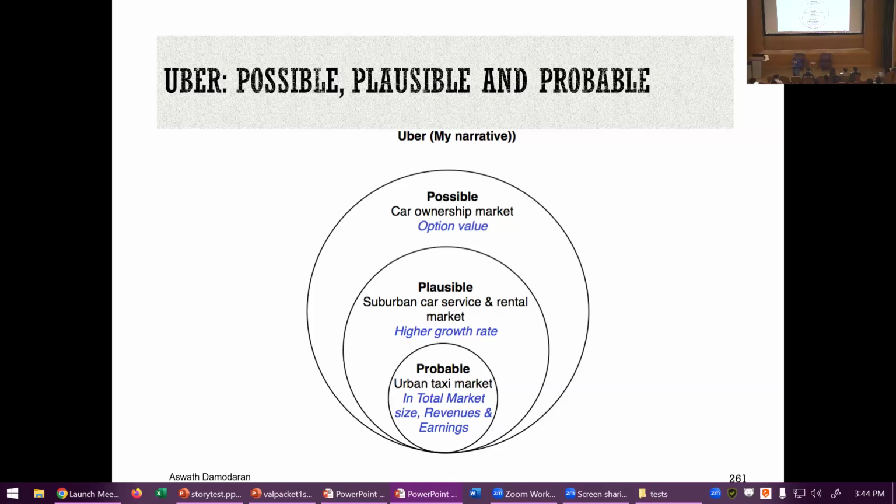So let's say you're an investor. I'm going to give you a warning about a story you might run into. I call it a runaway story. What's a runaway story? A story that sounds so good, you want it to be true.